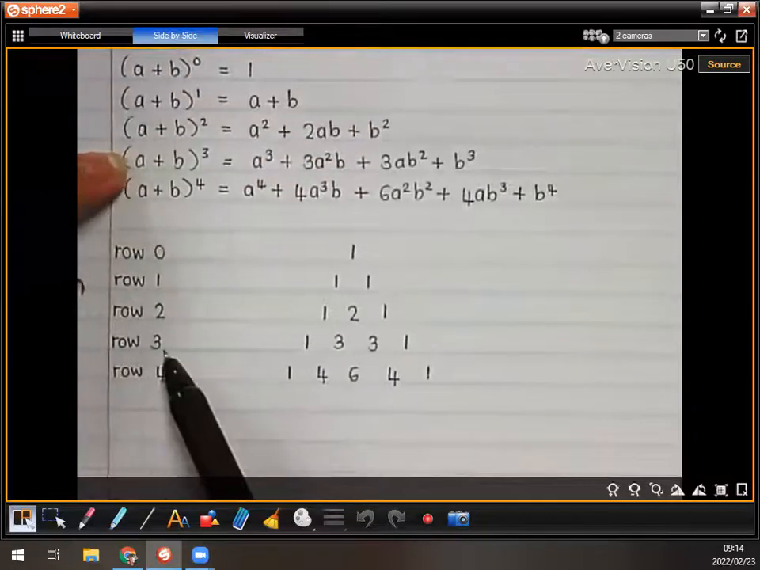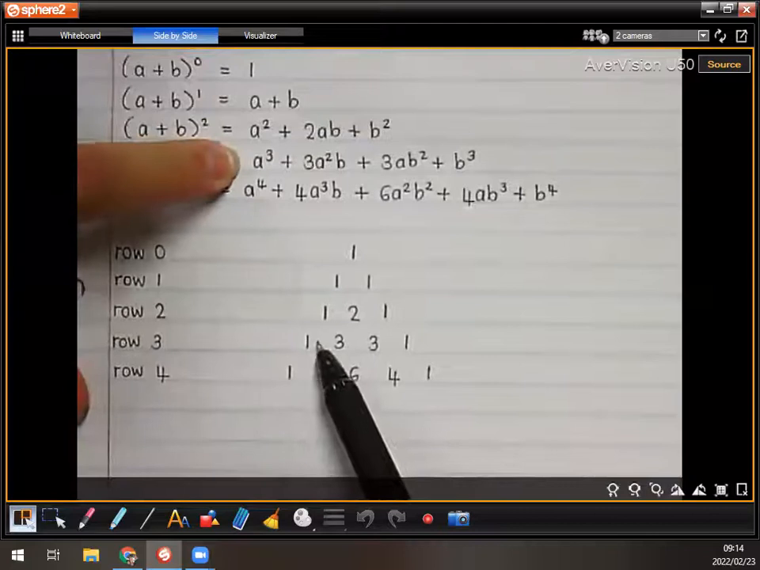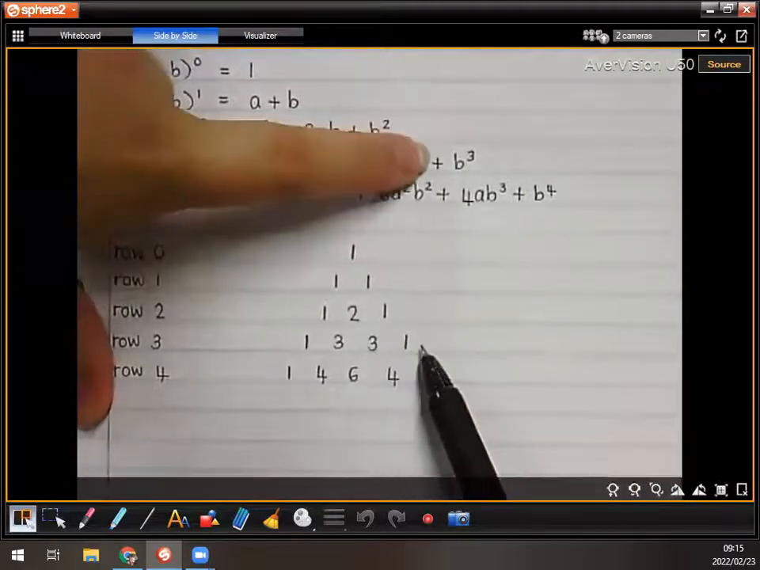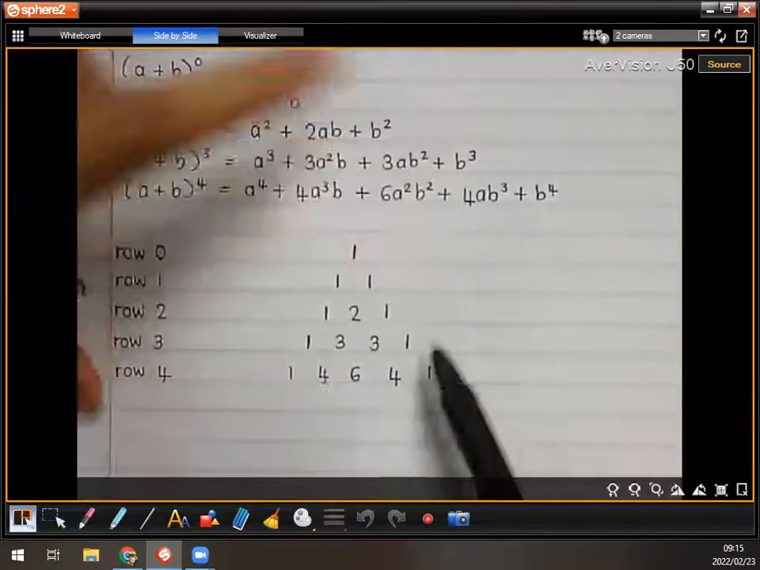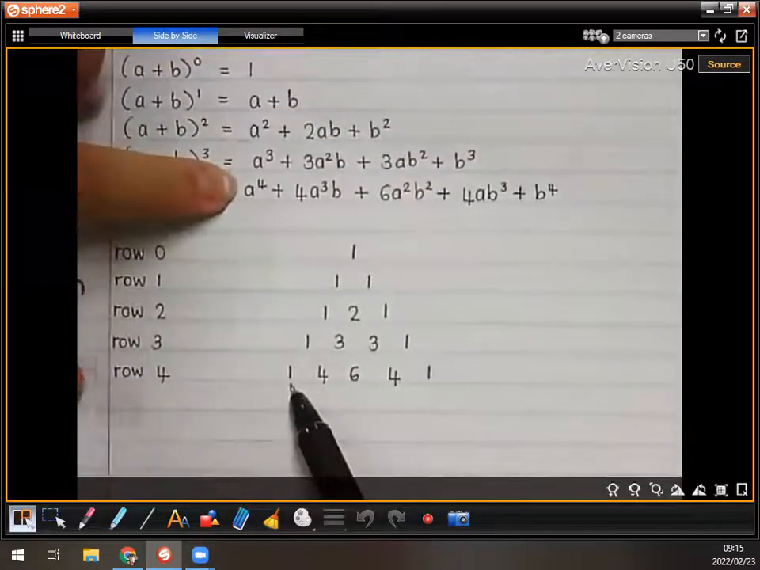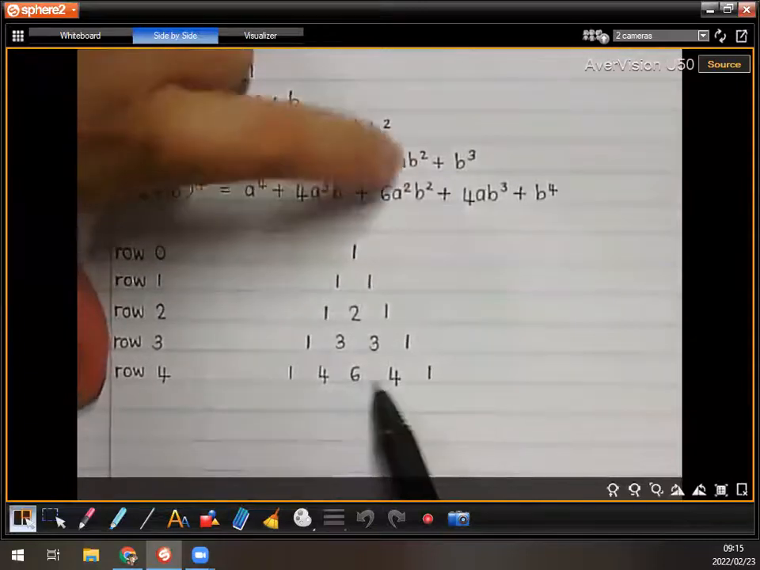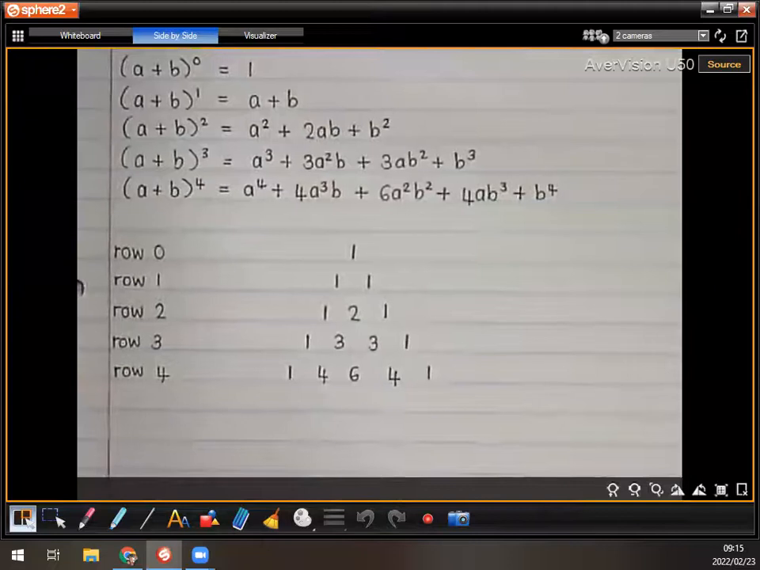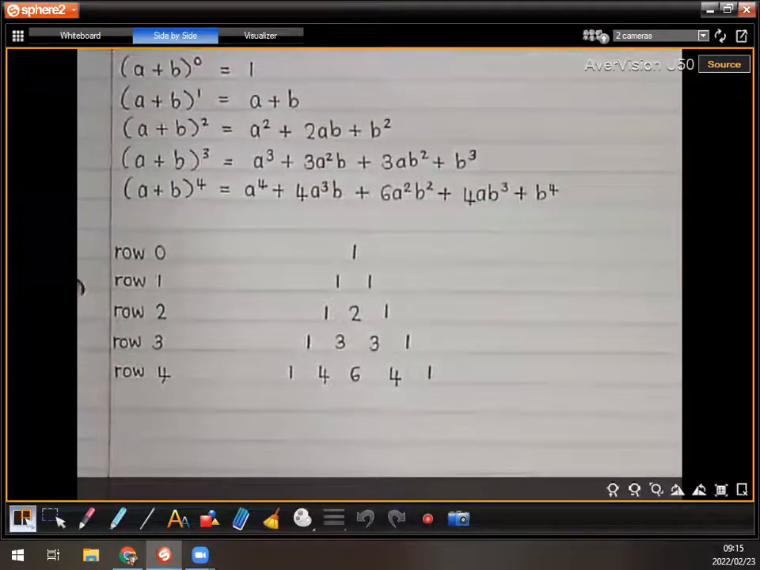Okay, the next one, row 3. We're supposed to be getting a coefficient of 1, then a coefficient of 3, another coefficient of 3, and then a coefficient of 1 again. And then for row 4, 1, 4, 6, 4, and 1. Okay, so those will give us the coefficients of the actual terms when we multiply it out. But guys, what about the variables now? It's all good and well, we have the coefficients, but what is the pattern in the variables?